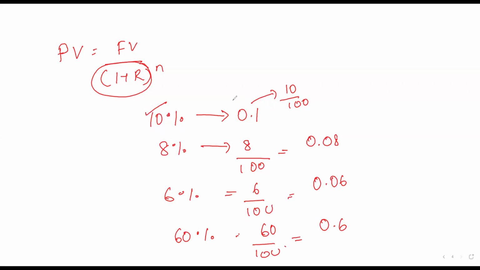Now, if we have taken 10% over here, what we need to do is 1 plus 0.1 will be 1.1. 1 plus 0.08 will be 1.08. 1 plus 0.06 will be 1.06. 1 plus 0.6 would be 1.6. And that's all. This is how you calculate the rate.